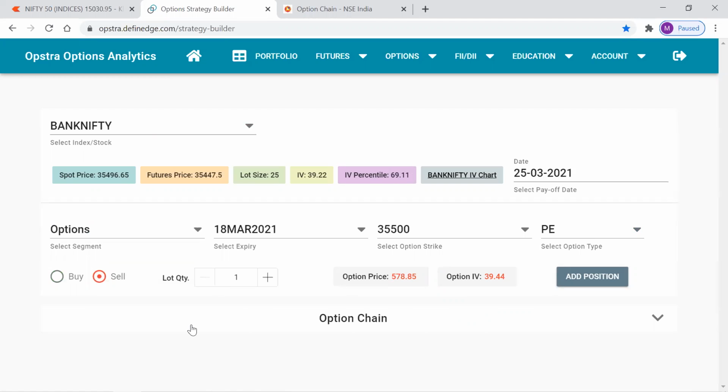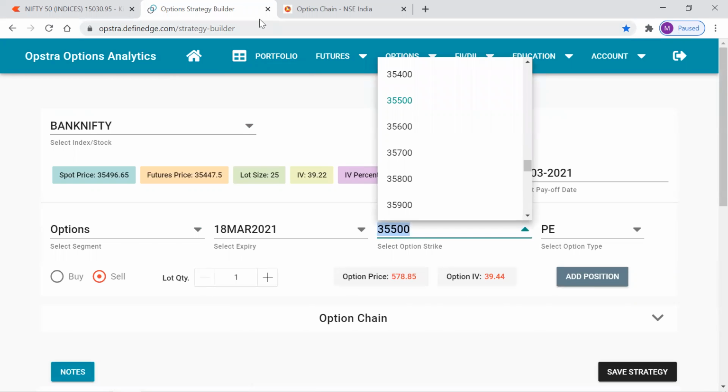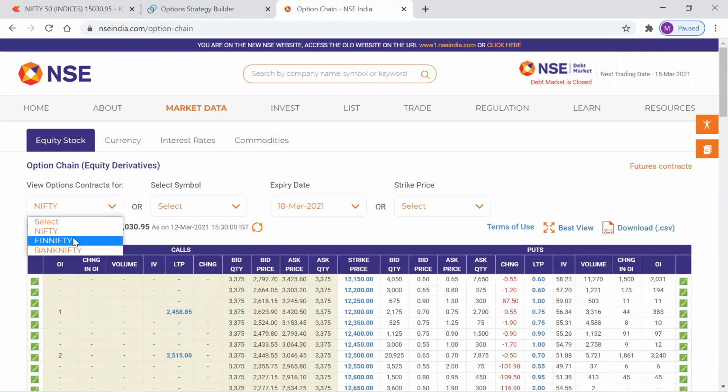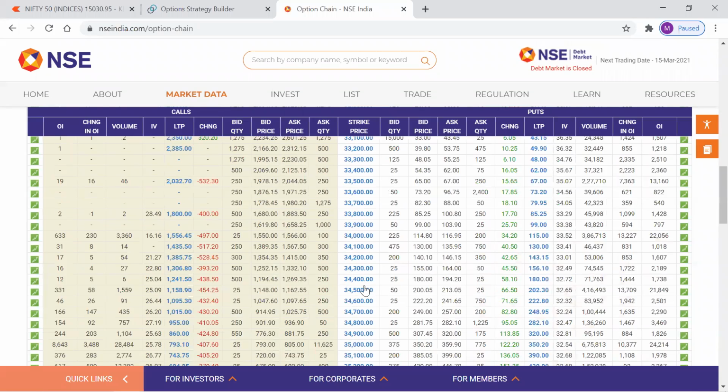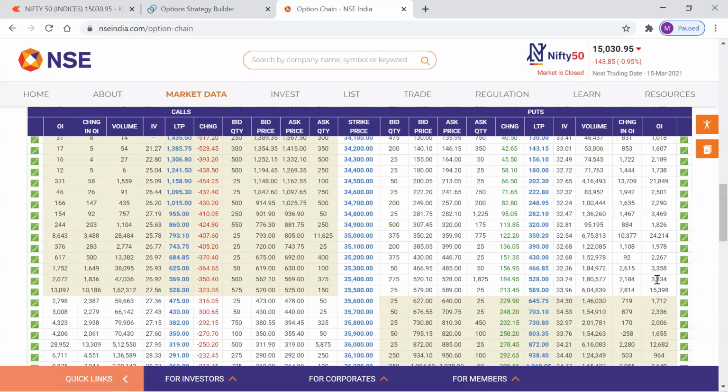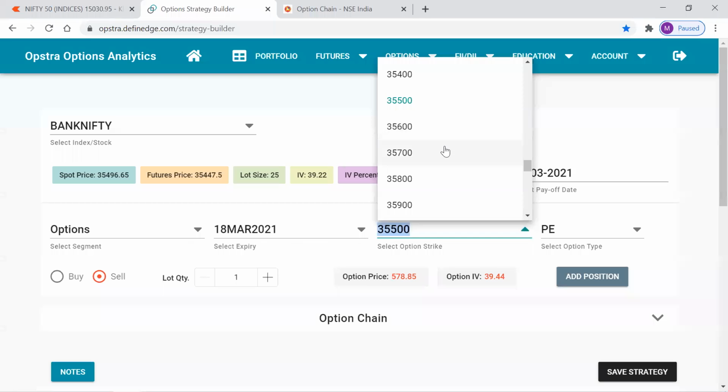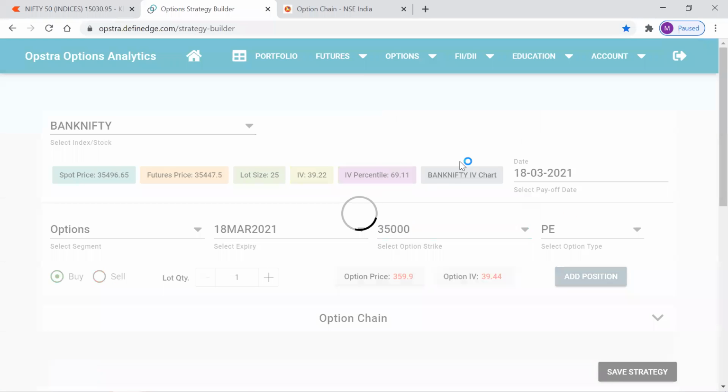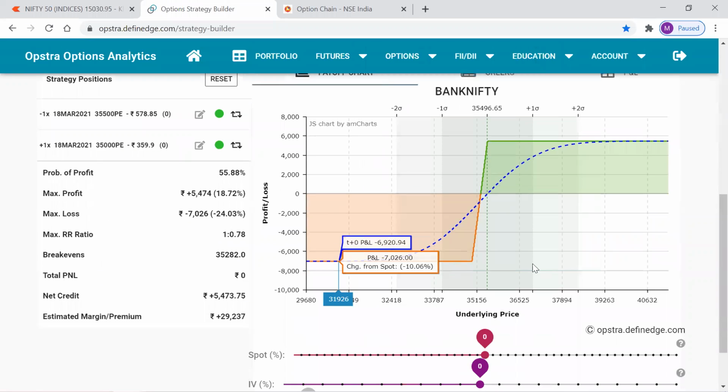What should I do to implement the strategy? I need to sell at the money put option. Okay. Then I need to buy out of the money put option. Okay. What is out of the money put option? Bank Nifty. And out of the money put option is 35. Okay. Sorry, 35. Okay. And buy it. All right. So this is how it looks like.